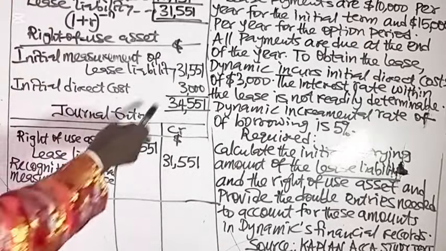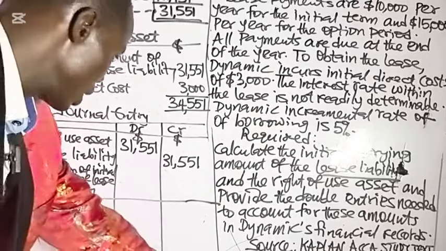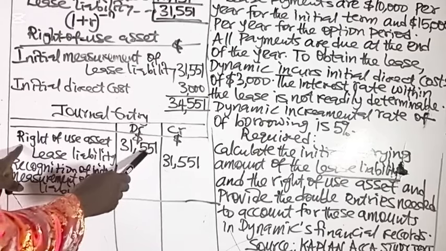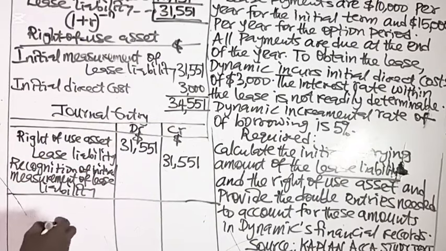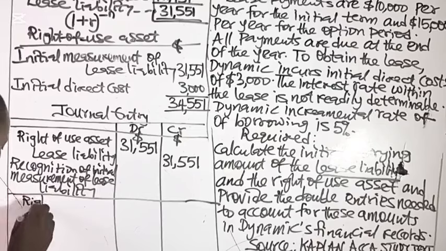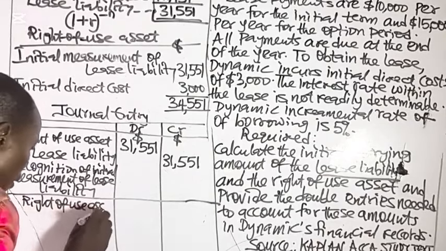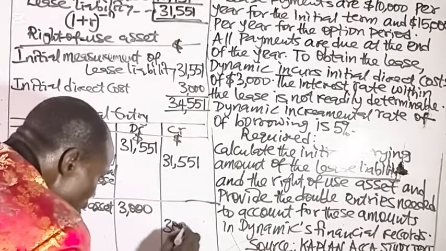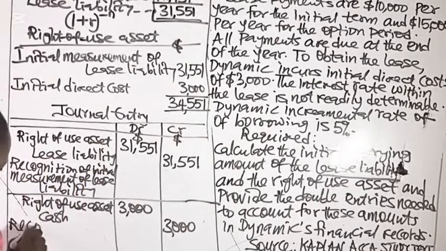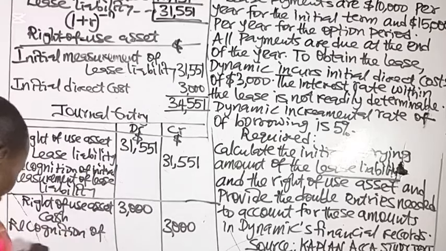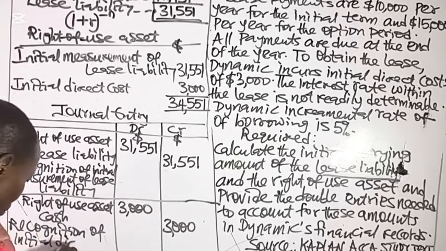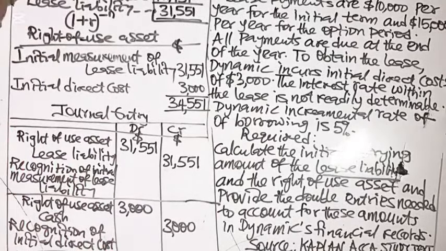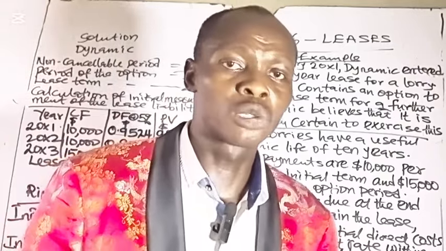Now, initial direct cost of $3,000 was incurred. This will be debited to right of use asset in order to increase it from 31,551 to 34,551. So you debit right of use asset with 3,000, you credit cash with 3,000. Recognition of initial direct cost on initial measurement of the right of use asset. This marked the end of the solution to the question.